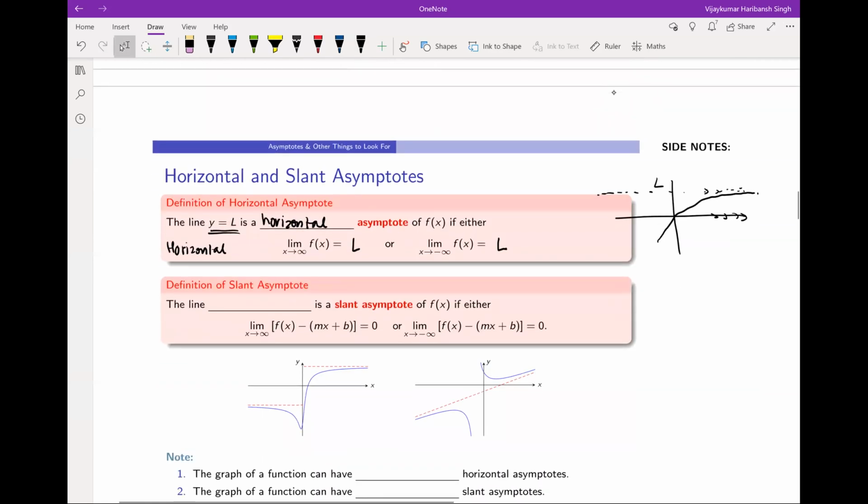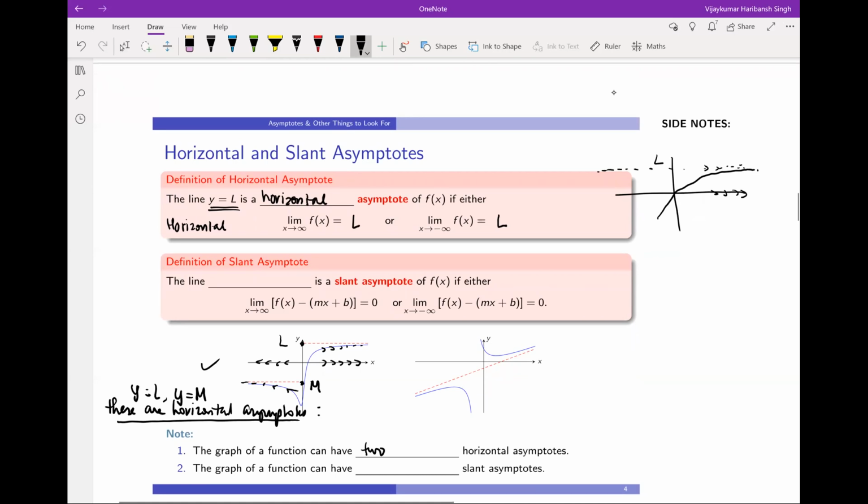Okay, so if you look at this example, you can see that as x goes to infinity, your f of x is getting closer and closer to this value, whatever this is. Let's call this L. And as x goes to minus infinity, your f of x is going closer and closer to this value. Let's call this M. So there are two horizontal asymptotes in this case, y equals L and y equals M. These horizontal lines are horizontal asymptotes. Note that there can be at most two horizontal asymptotes, right? In this graph you can see there are two, but a function can have no horizontal asymptotes, one horizontal asymptote, or at most two horizontal asymptotes. Okay, so these are the possibilities for horizontal asymptotes.